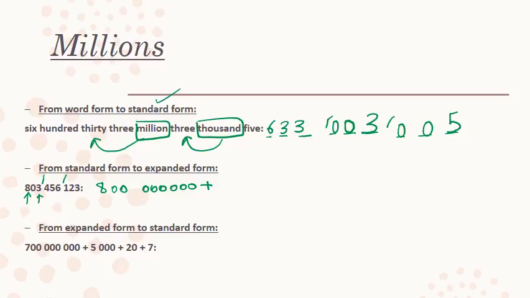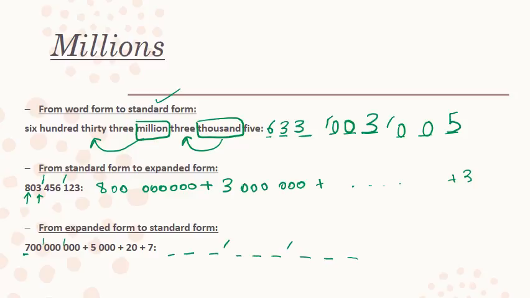Okay, the 3 is in the 1 million, so it's a 3 million. And so on until I reach the 3. Now if I have the expanded form, I need to write it in standard form. What do I do? I look for the 7. Where's the 7 found? Oh, in the 100 million. So I just put the classes, the dashes, in this way.